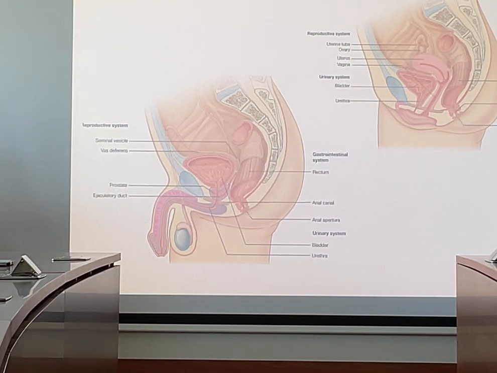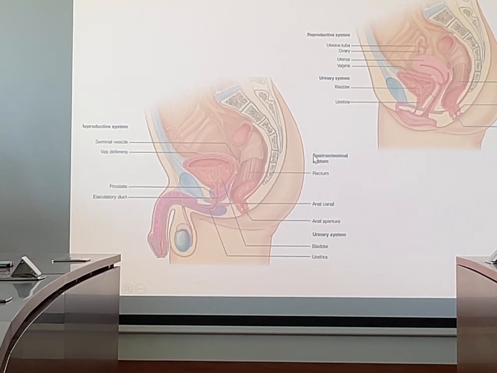Okay. Could you identify the ureter in those images? What is it? That will be the female ureter right over here, and that will be the ureter in the male body. Are we clear? Right.